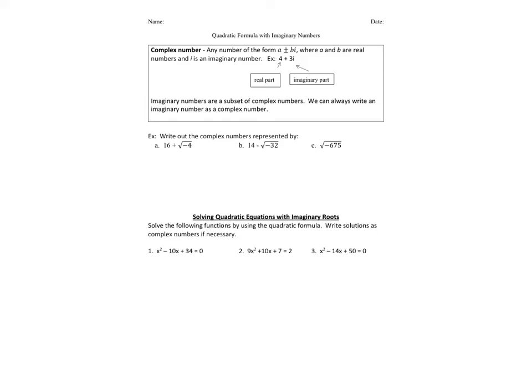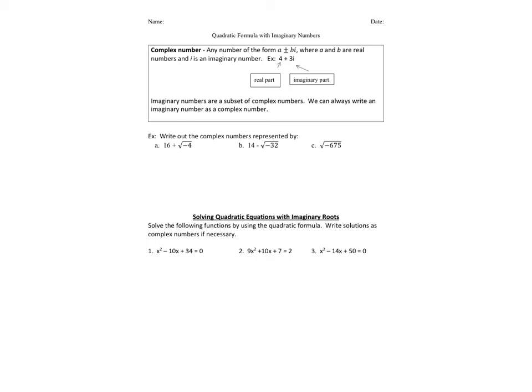Hi everyone, so today we are learning about complex numbers and solving with the quadratic formula when using imaginary numbers. So we're basing it off of last week's lesson when we used i, which was an imaginary number, when we have a negative square root. So now there's going to be a possibility that when we solve with the quadratic formula, there is going to be a negative number under the square root.